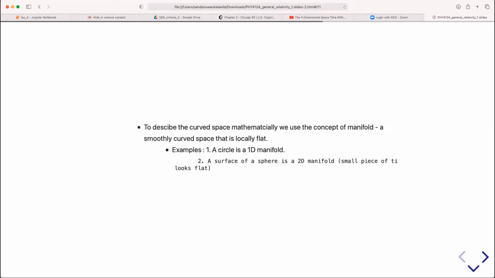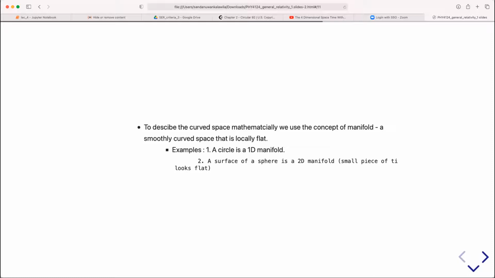Right. Now, to describe this curved space mathematically, we need to have some kind of concept, right? Now we got the idea of what happens actually, but when you have something, you have to explain it mathematically, right? That's how physics works. In the same way, when you need to describe this curved space mathematically, we use this concept called a manifold, right? So that's what I want to introduce today. And a manifold is normally described as a smoothly curved space that is locally flat, right? A smoothly curved space, but if you take a small area, that area may look flat. So that's the idea, right?